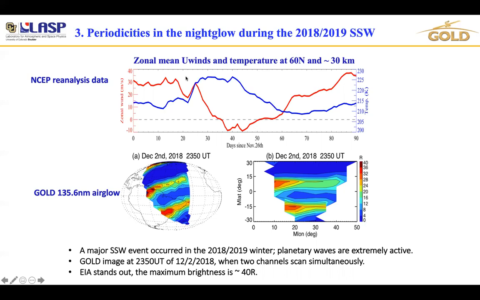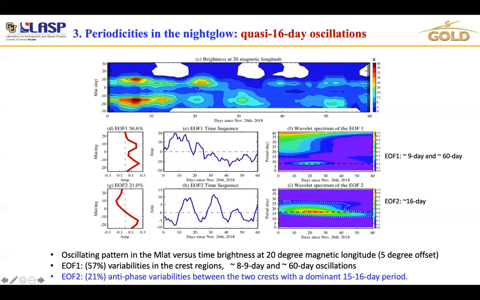Since we have confirmed the SSW event in the Northern Hemisphere stratosphere, during which usually planetary waves, especially the long period planetary waves, get enhanced, the question is what kind of periodicity we can see from the ionosphere. The top plot is the brightness as a function of magnetic latitude and time. The time span is the same as the previous plot. And in the two EIA crest regions, we saw the brightness shows quite large variabilities over the whole period.